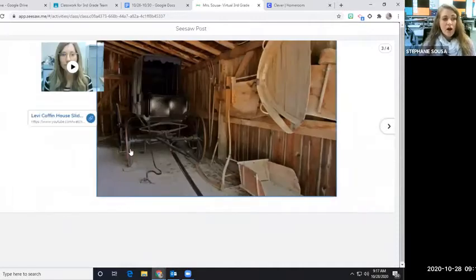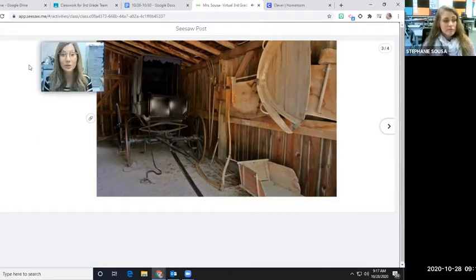This is the Levi Coffin House, and this is the place that I'm going to send you on a field trip to because we're going to take a look at a text today that an author has written about the Levi Coffin House. We are going to read a text about the Levi Coffin House, which is located in our community in Indianapolis. Check out this video.